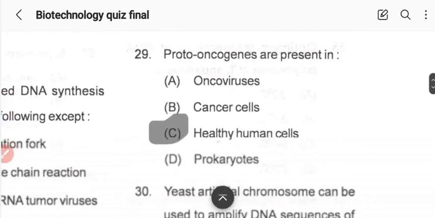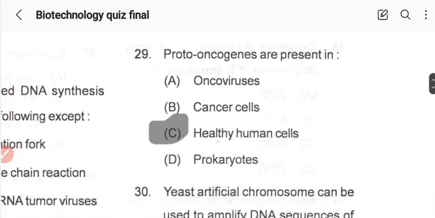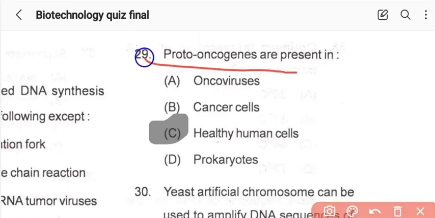Then 29. Proto-oncogenes are present where? Healthy human cells. See, these genes are not responsible for producing cancer. If they are present, then cancer will not happen. But if these proto-oncogenes are converted into oncogenes, then that will be causing what? Cancer. That will be the reason for cancer.